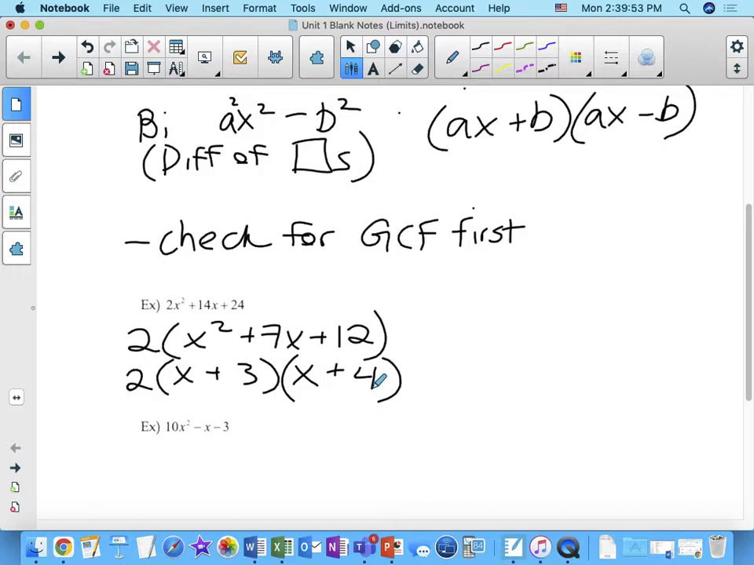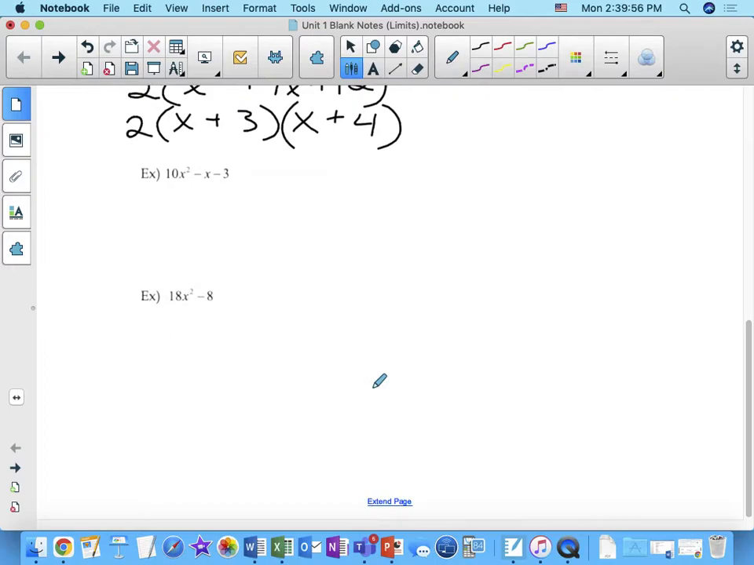In this scenario, 10x squared minus x minus 3, is there a GCF there? No. So here we can do one of two things. We can use trial and error, or we can find two things that multiply to a times c and add to b. Which way do you guys want to do it? Or do you want to do it both ways? How many people do it systematically, where you find two things that multiply to a times c and add to b? Okay, let's do it that way.